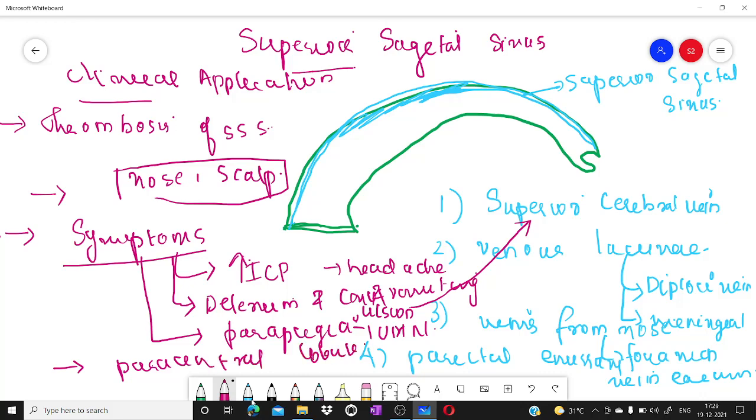So that is the applied anatomy in the case of the superior sagittal sinus. Superior sagittal sinus thrombosis can occur, usually due to spread of infection from the nose and scalp. The symptoms occur due to raised intracranial pressure, and because the superior cerebral vein is affected, it leads to delirium and convulsions. It can lead to paraplegia due to the involvement of the paracentral lobule.